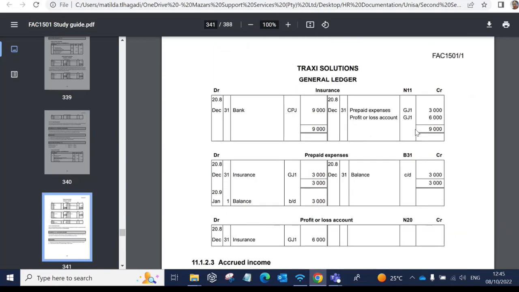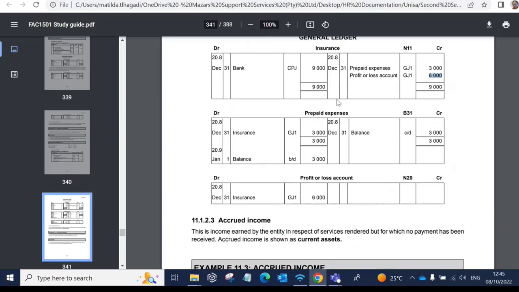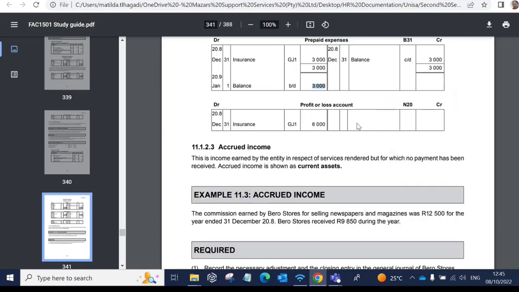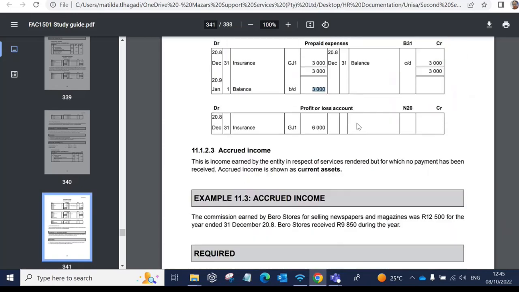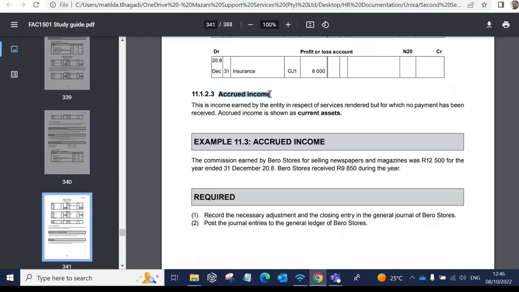So you can see on the general ledger that the insurance expense should be 6,000. This is the 6,000. And then 6,000 has been taken out of the insurance into the profit and loss. And the prepayment amount, the expense paid in advance, is this 3,000. Are you happy with this one? Yes, yes.